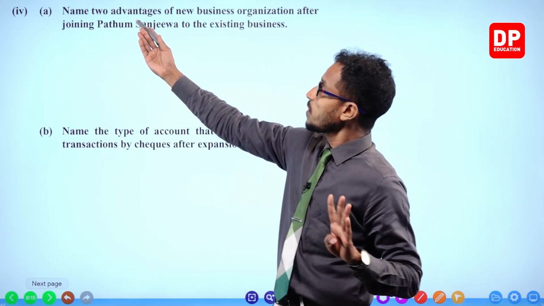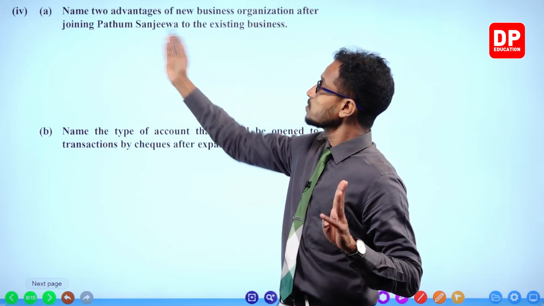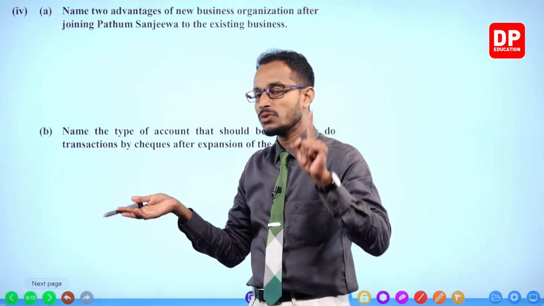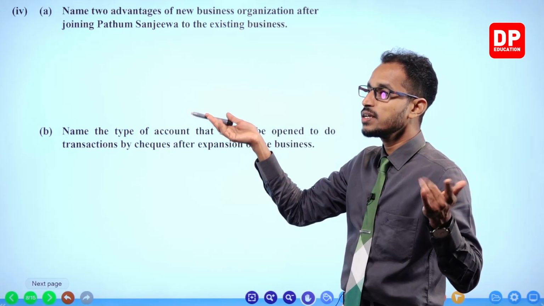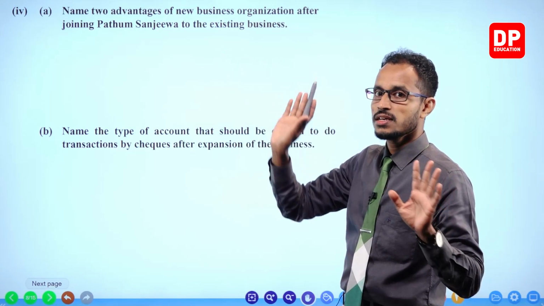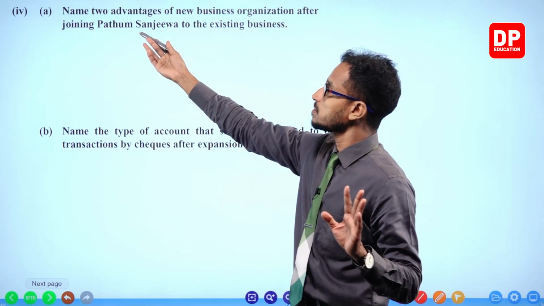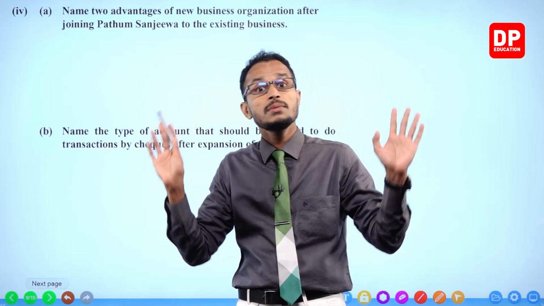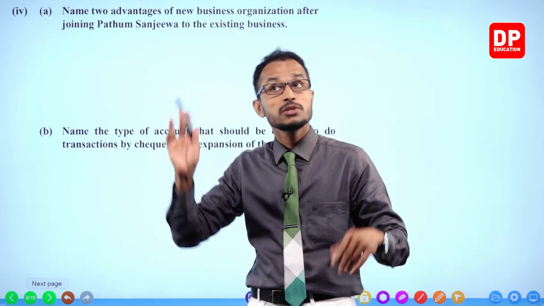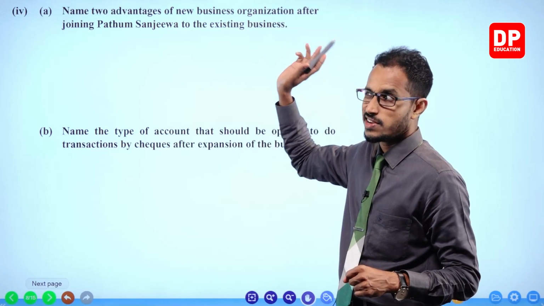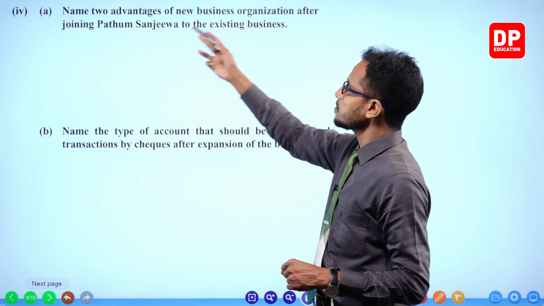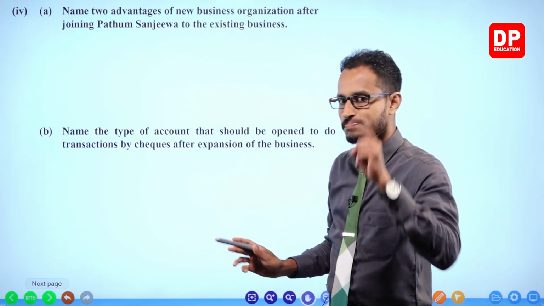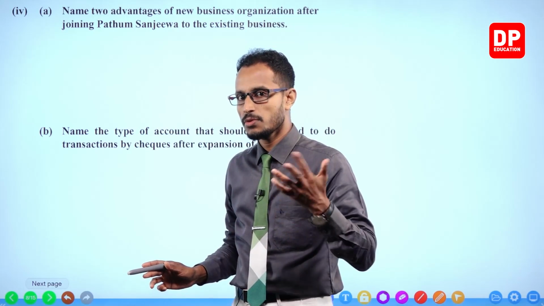Fourth question. Name 2 advantages of new business organization after Pathum Sanjeeva joined. That is about business organization, and Pathum Sanjeeva, this guy has joined whoever started the original business. You don't know now what is the business, who started the business. You don't know because you didn't go through the case. Yeah, you are directly reading the questions now. This is about joining the original business. Who's joining? Pathum Sanjeeva. Okay, that is also about business organization.